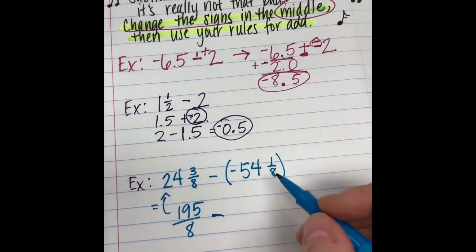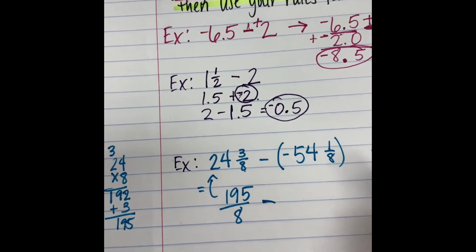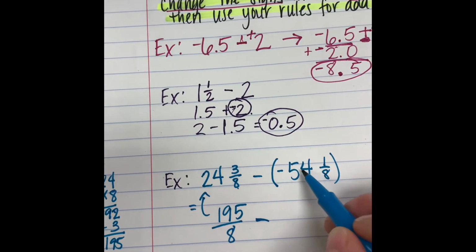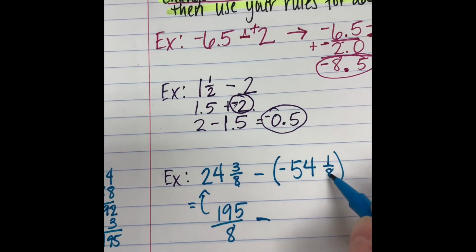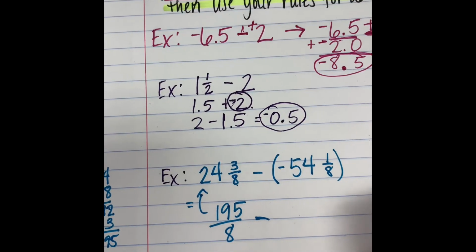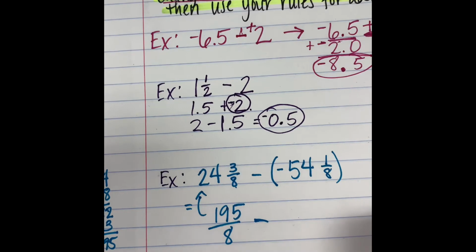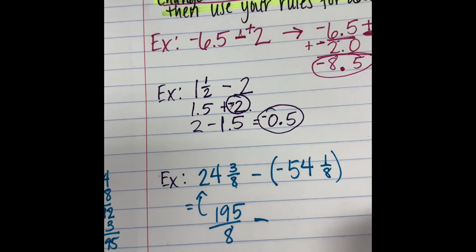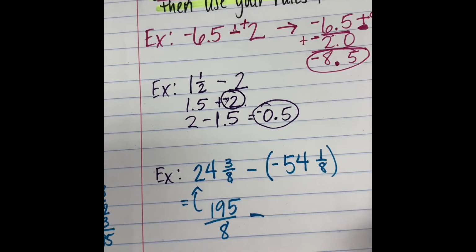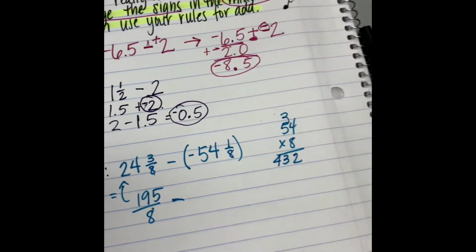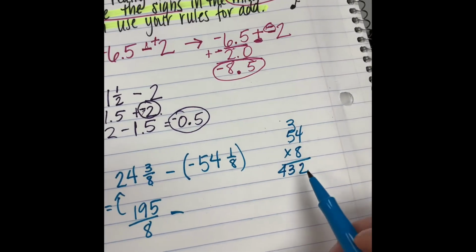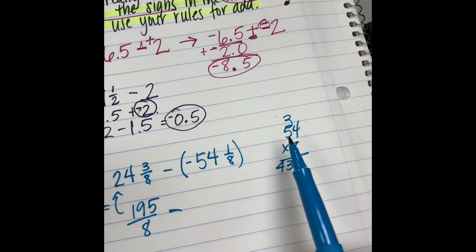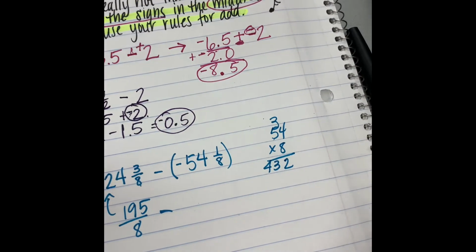Now we need to change this into an improper fraction so we can subtract it. So now we're going to go over here and do the same thing. Around the world, multiply and add. Multiply 8 times 54. I'm sorry, I realize you just could not see that, but if you need to stop it right now to catch up with me, all I did here was 54 times 8 equals 432.